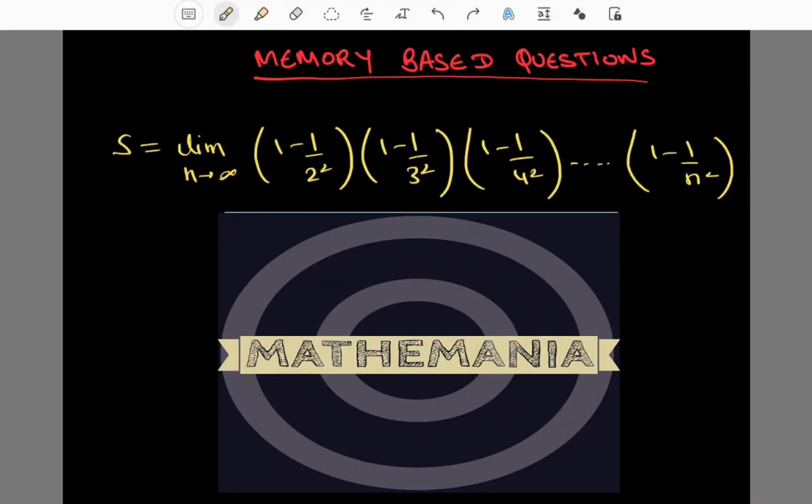Hello friends, today we will do some memory based questions from the IIT JAM 2021 examination. One such question we got is we have to find S, and S is given to be the limit as n goes to infinity of (1 minus 1 over 2 square)(1 minus 1 over 3 square)(1 minus 1 over 4 square), and so on till (1 minus 1 over n square).